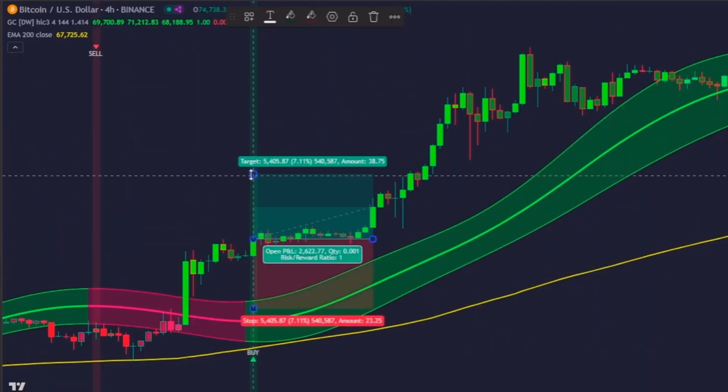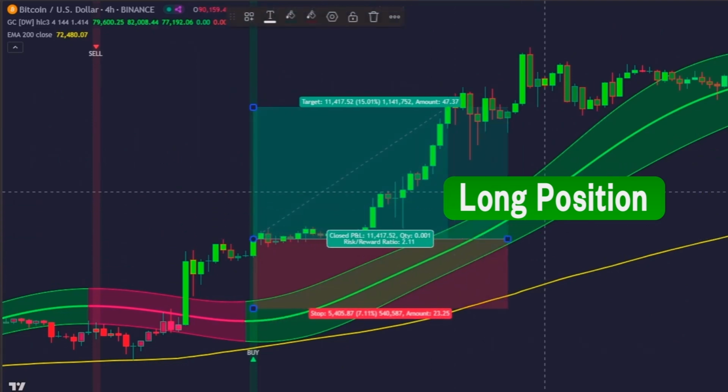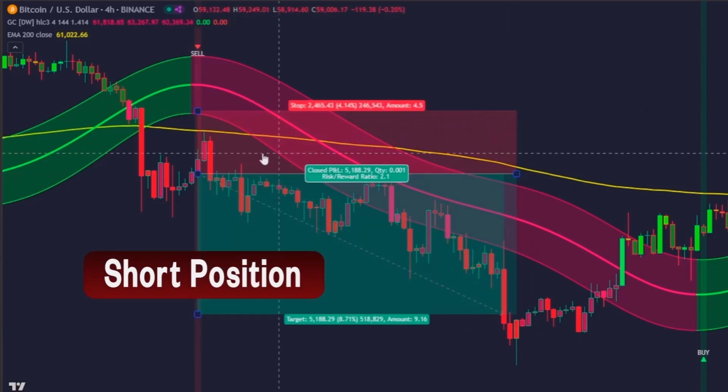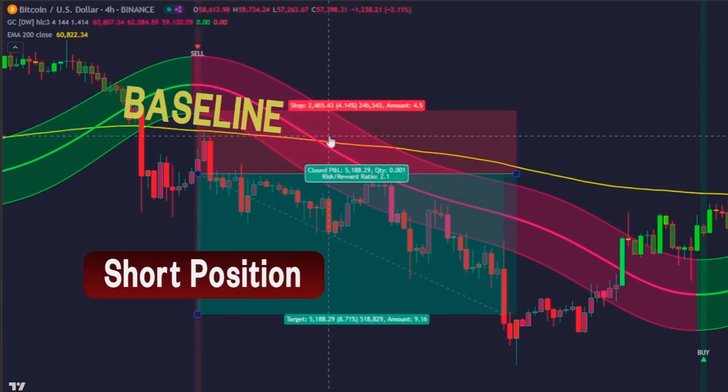Here we have an example of a long position where the price is above the 200 EMA, and here we have a short trade example where the price is below the baseline.